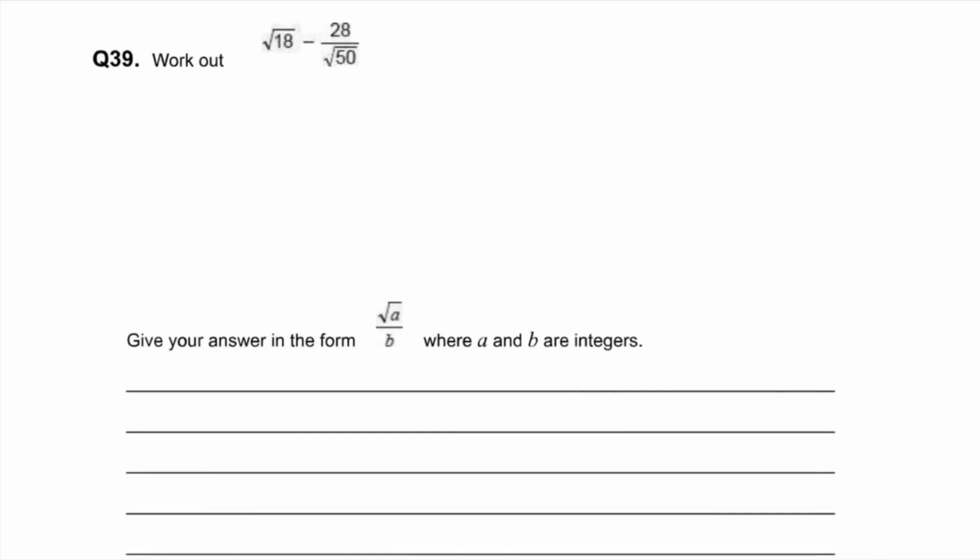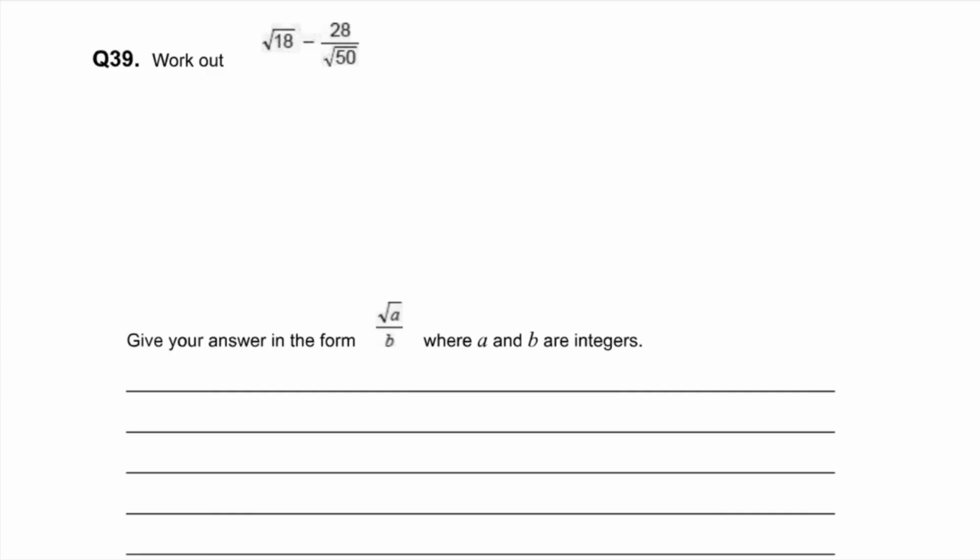Question 39, work out root 18 minus 28 over root 50. Now we have to do two things here. First off, we need to simplify that root 18 because we can write it in a more simple way, and we have to rationalize the denominator of the second part of the fraction. Now if you like, you can do that separately and recombine.